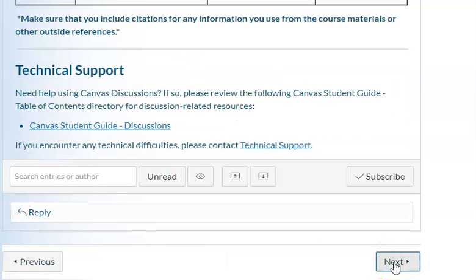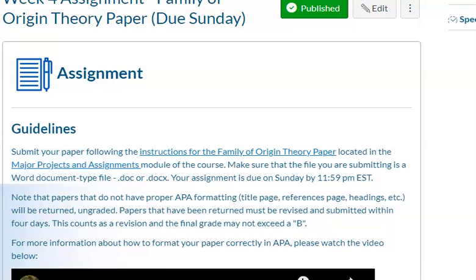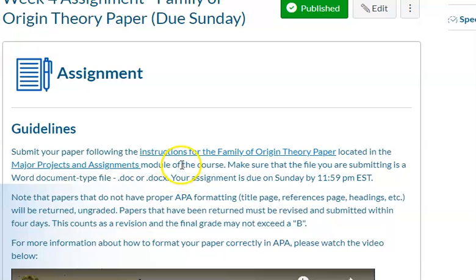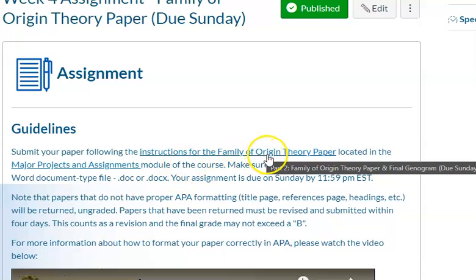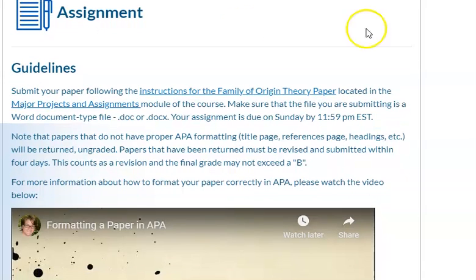Next is the written assignment for this week. So again, this is a week that has a lot of work that is required. So you're going to submit your paper using the instructions for the Family of Origin Theory paper, which is located in the main assignment. You will complete that paper.